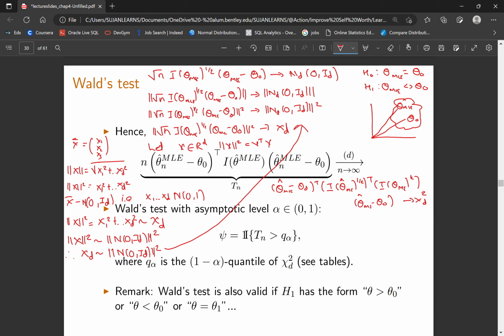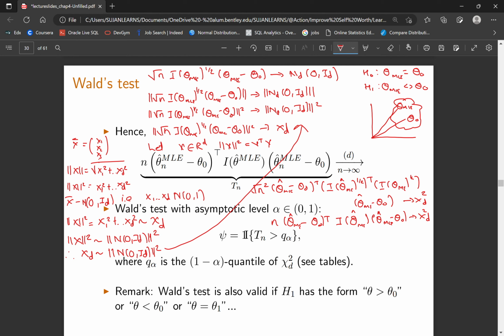Now let's multiply these two. What we get is n times theta MLE minus theta naught transpose, times I theta MLE, times theta MLE minus theta naught, which should approximately equal a chi square distribution. And this is exactly what we're going to prove here.